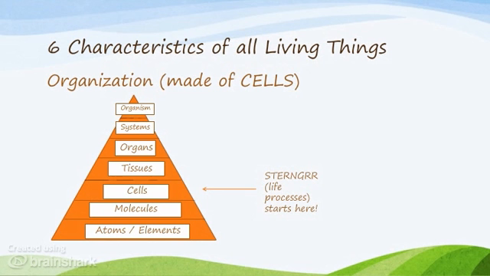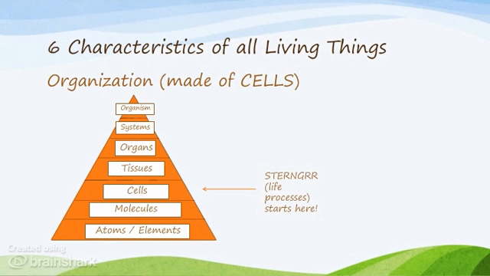If you will locate on your graphic organizer the pyramid, which has lines to divide the pyramid into sections. You will see that starting at the bottom of the pyramid, all living organisms are composed of atoms, and atoms make up elements. So you should write atoms/elements in at the bottom of your pyramid. Atoms and elements combine to make molecules. So that will go just above the atoms and elements. Molecules then combine to make cells.